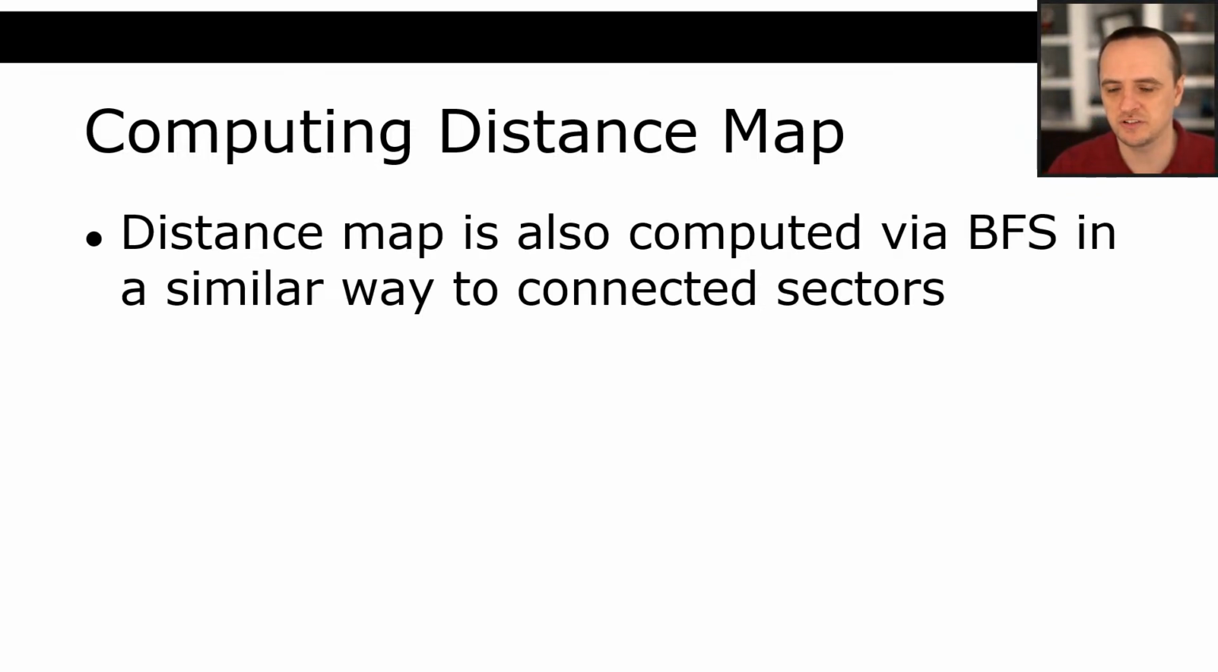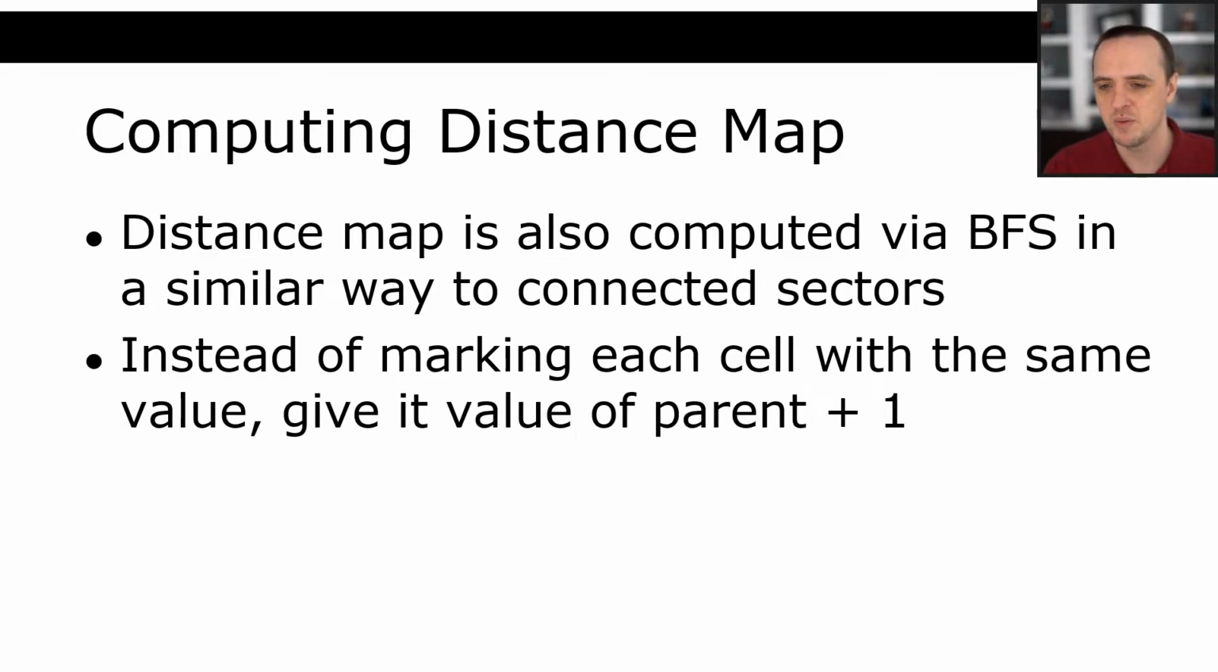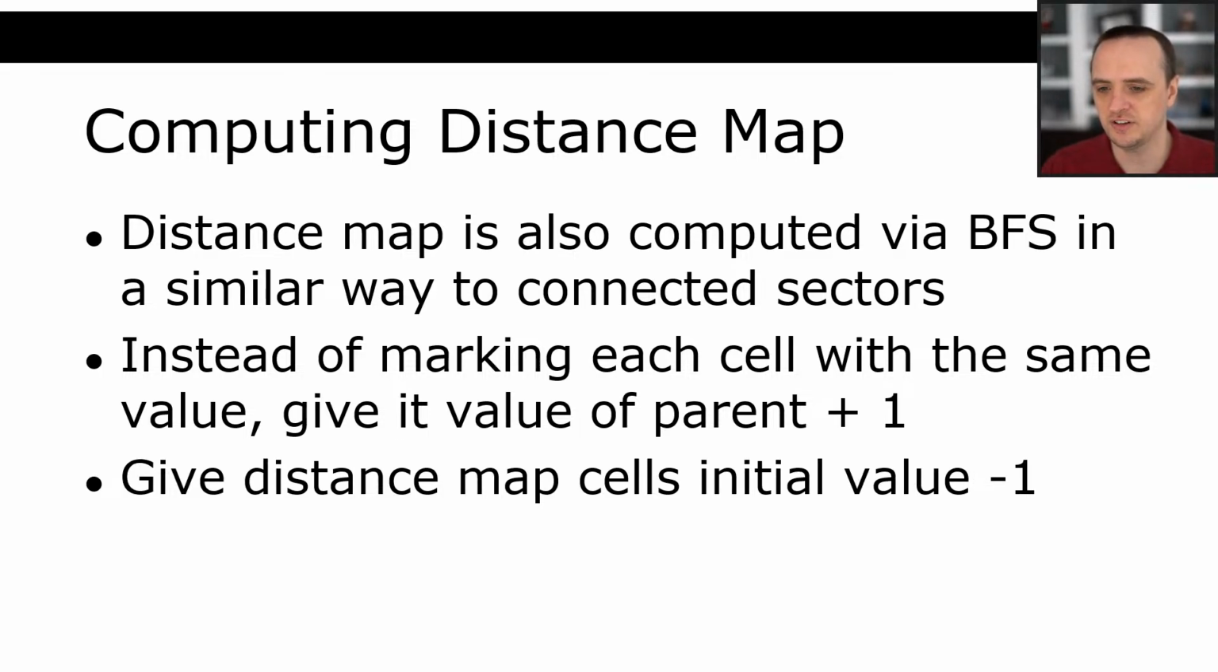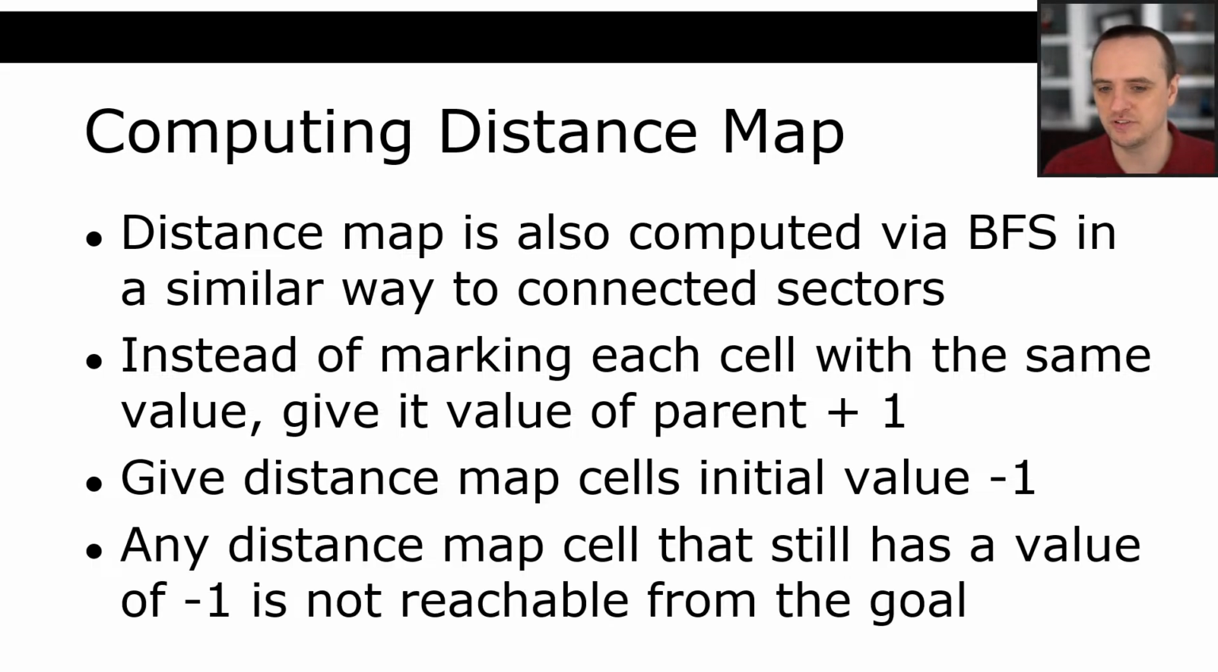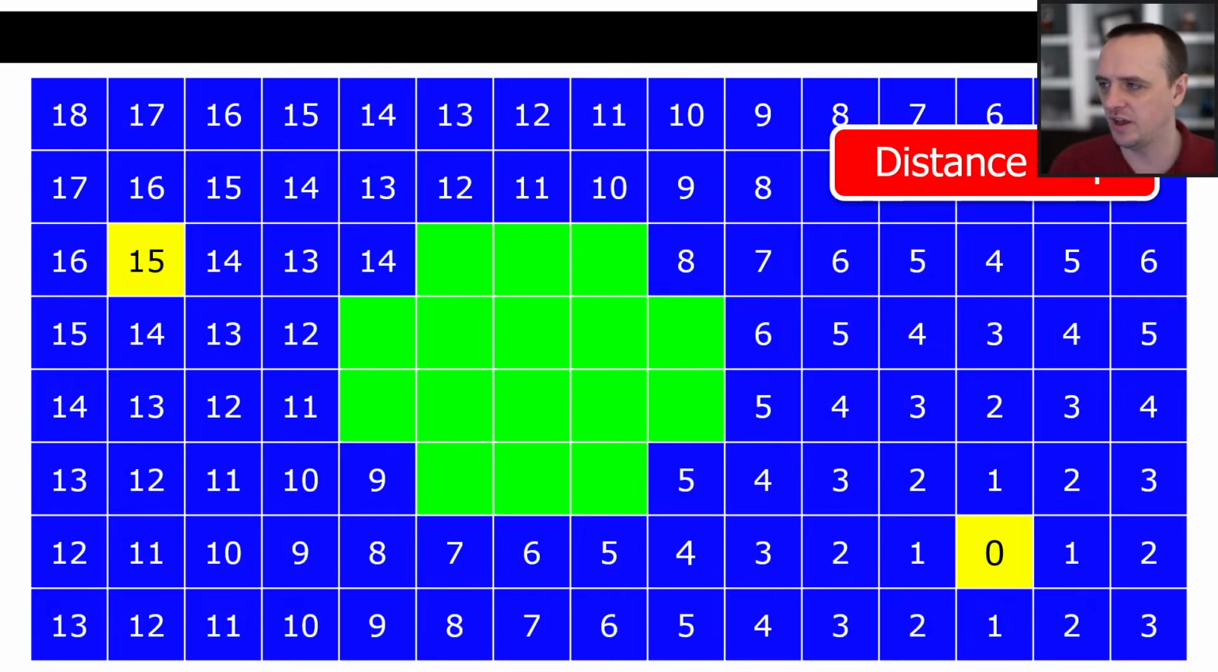So this distance map is computed via a BFS in a similar way to the connected sectors, but instead of marking each cell with the same value, we give it a value of the parent plus 1. And so the distance map cell's initial value is -1, and then any distance map cell that has a value of -1 at the end of the computation is not reachable from the goal. And the reason we use -1 is just to show that, okay, if it's -1 distance, we can't go there because 0 is the distance from the goal to the goal.